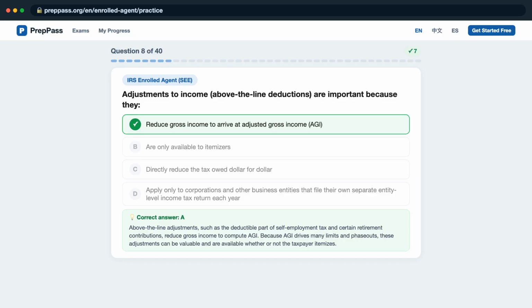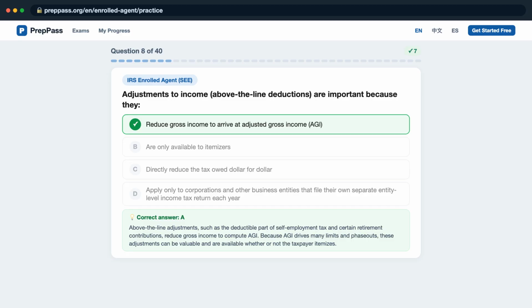Above-the-line adjustments, such as the deductible part of self-employment tax and certain retirement contributions, reduce gross income to compute AGI. Because AGI drives many limits and phase-outs, these adjustments can be valuable and are available whether or not the taxpayer itemizes.